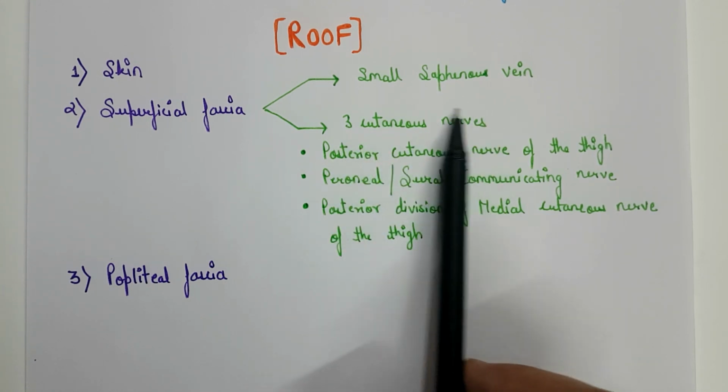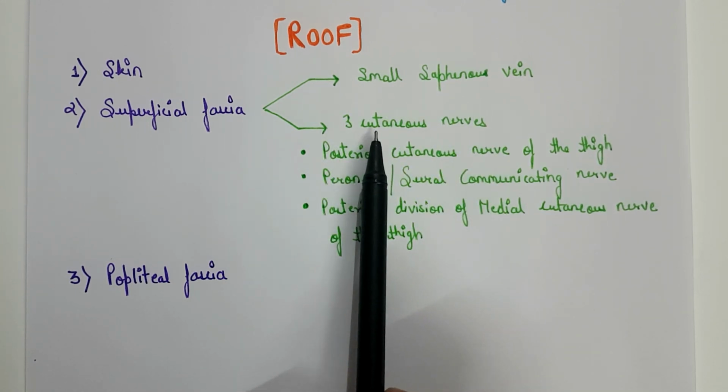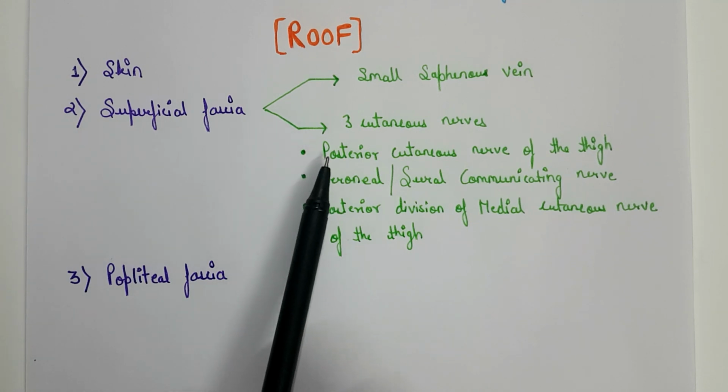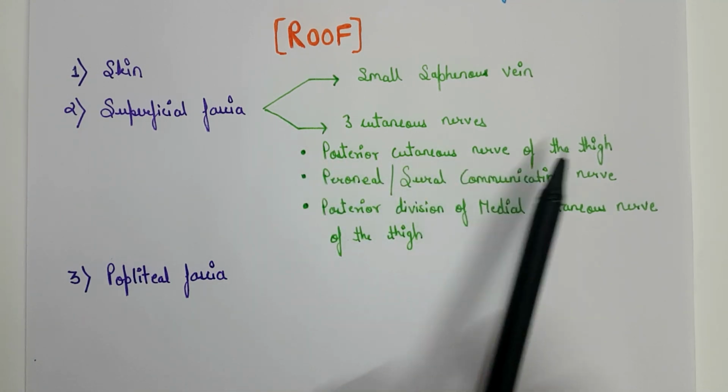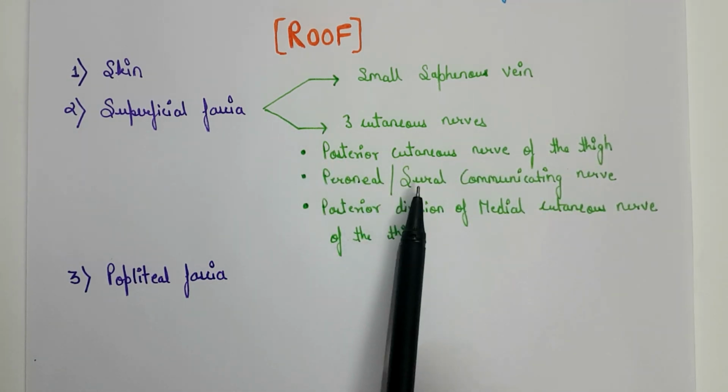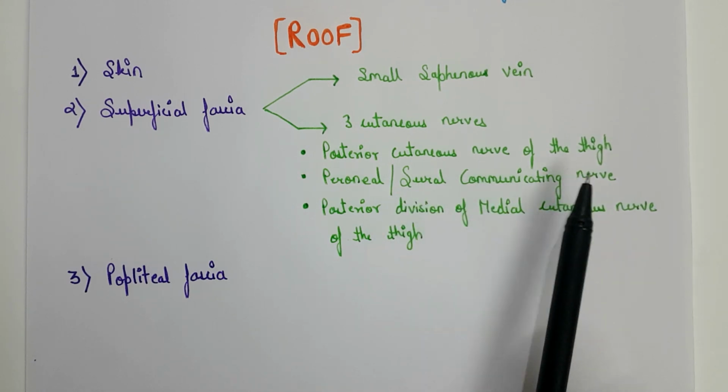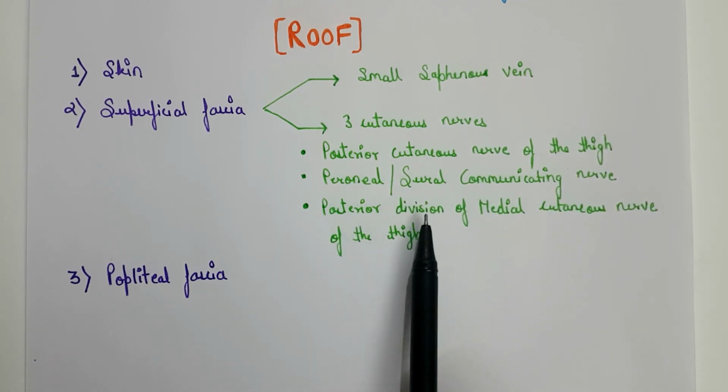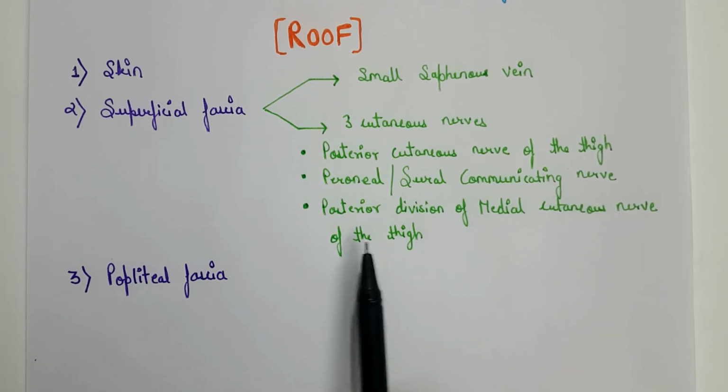Next we have 3 cutaneous nerves on the skin over the popliteal fossa, that are the posterior cutaneous nerve of the thigh, the peroneal or the sural communicating nerve. Next we have the posterior division of the medial cutaneous nerve of the thigh.